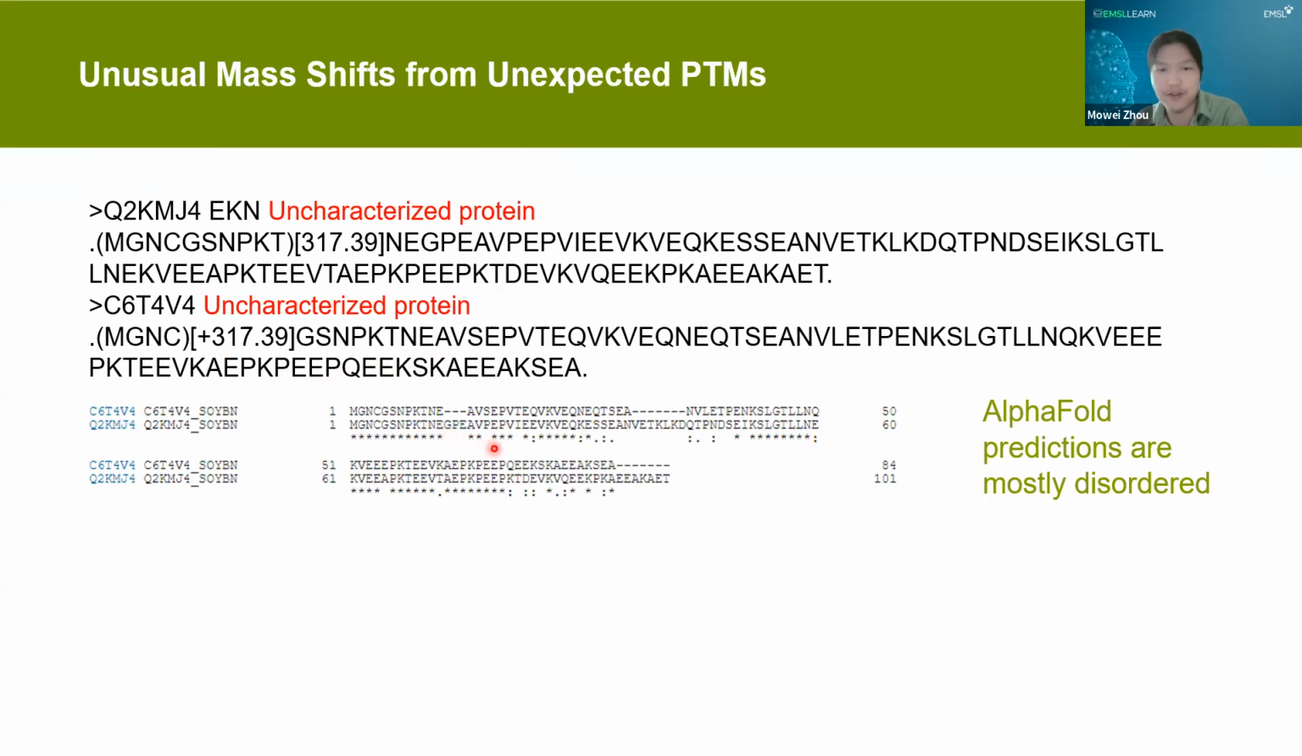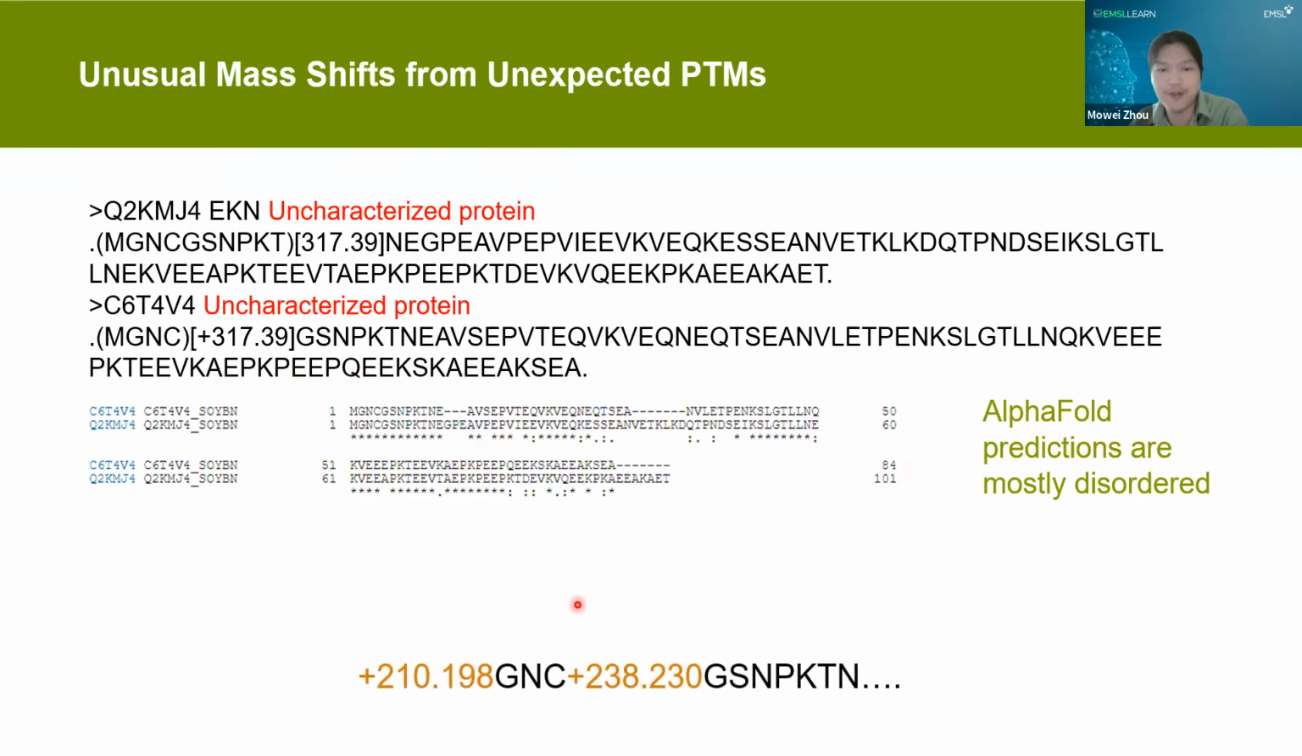And this is the sequence alignment. Those 2 proteins are very homologous, and they have the identical sequence at the N-terminus and where the modification is. And AlphaFold also predicts them to be both highly disordered. So it's very hard to figure out what they are.